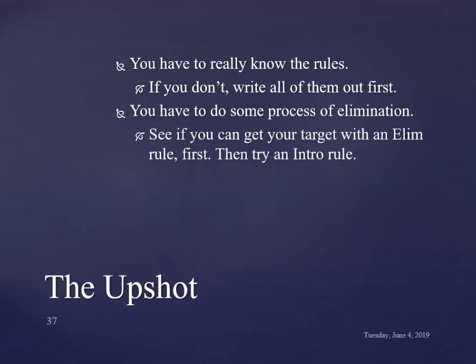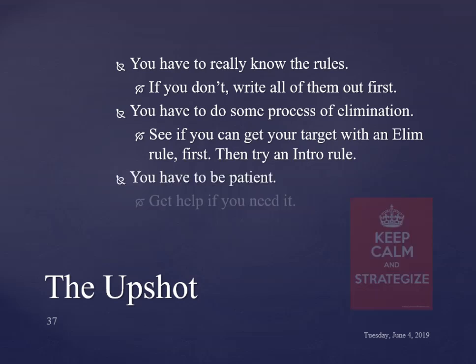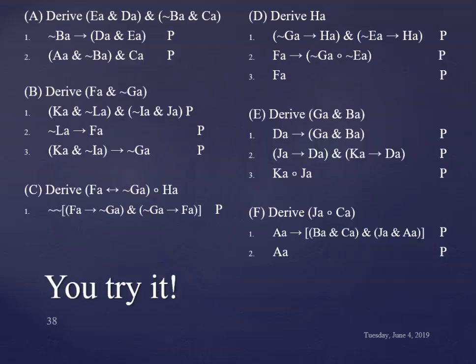See if you can get your target with an elimination rule first, then try an introduction rule. And you do have to be patient, and get help if you need it. I like to help students with these things. It's important that you get help and learn how to do this correctly, because the working backward strategy will make your life a lot easier. You have to figure out how to think forward. Think about your target as the destination that you want to go to, and then plan your trip to that destination accordingly. All right, so here are some practice problems you can work on.